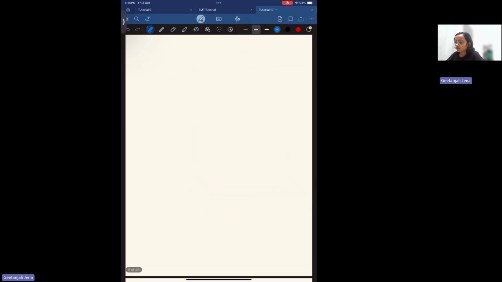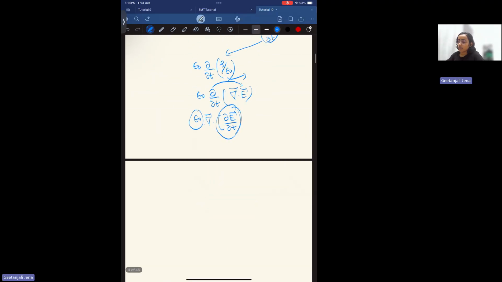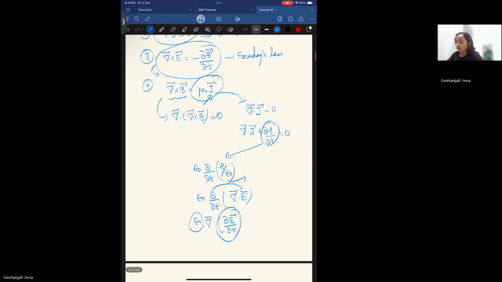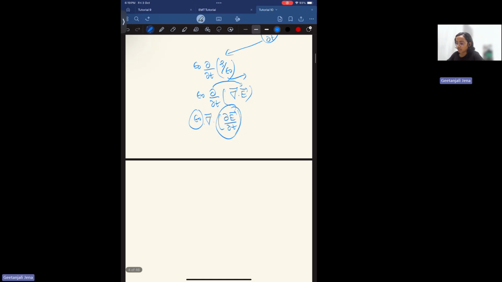This new term is known as the displacement current, and it is due to the change in electric field. So the complete equation that we get is curl of B equals mu naught J_C, the conduction current, plus mu naught J_D, the displacement current, which is epsilon naught dou E by dou t.